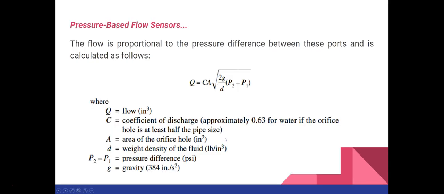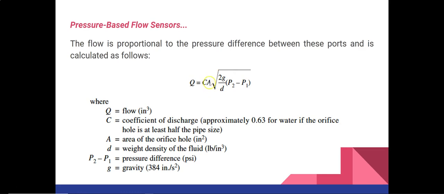Now, as I told you, this pressure-based flow sensor is proportional to the pressure difference between the two ports, and it can be calculated by using this formula. Here Q stands for the flow, and C is the coefficient of discharge, and typically its value is 0.63 for water if the orifice hole is at least half the pipe size.